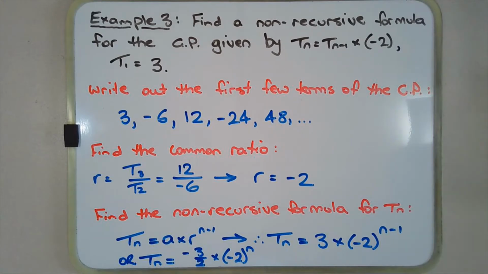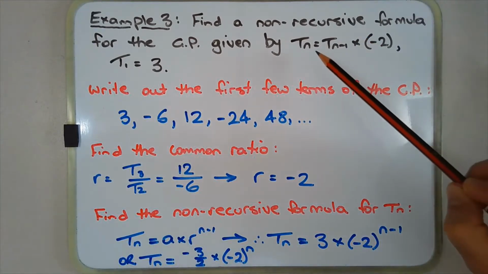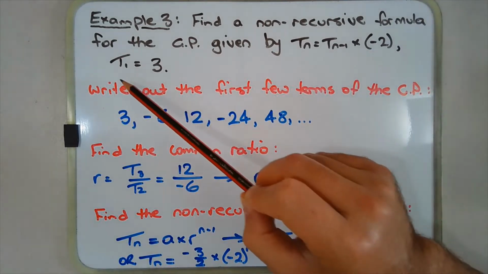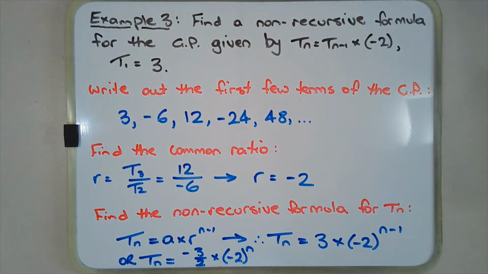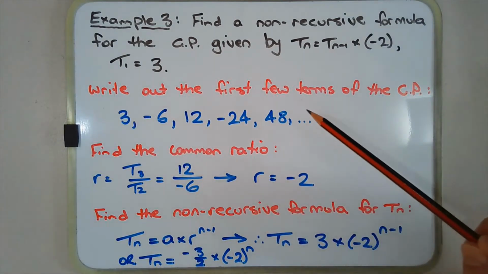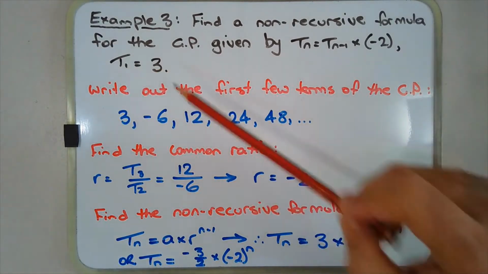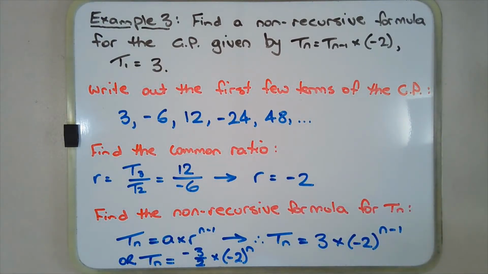Example 3. Find a non-recursive formula for the GP given by the recursive formula Tn equals Tn minus 1 multiplied by negative 2, where T1 is equal to 3. Now firstly, let's write out the first few terms of the GP just so we can see a pattern. Now, T1 equals 3 refers to the first term, A.